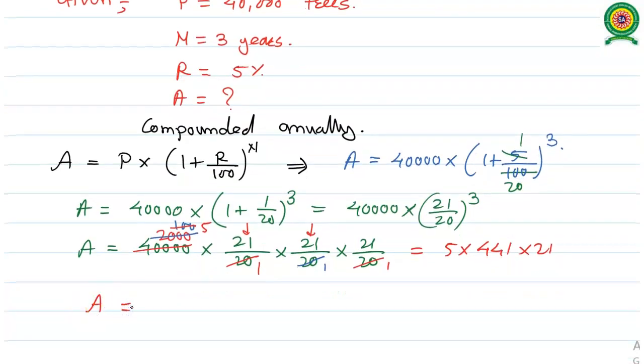So the amount of trees at the end of the 3 years, we have 441 into 21, that is 9261. 9261 into 5, we are getting 46,305 trees at the end of the 3 years.